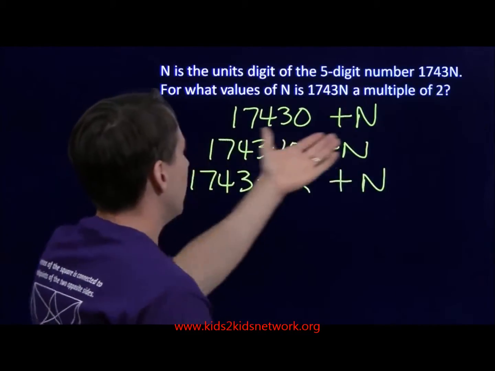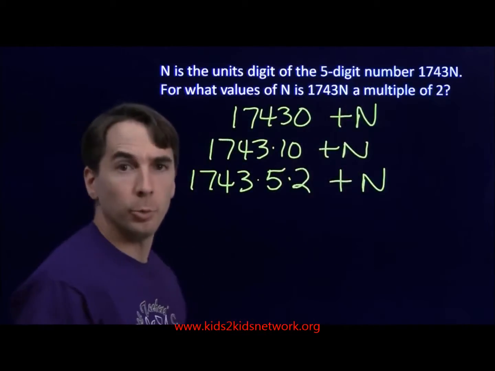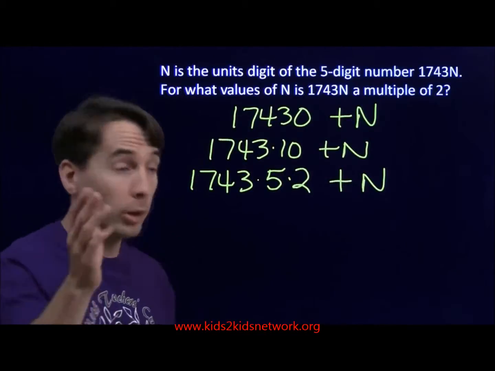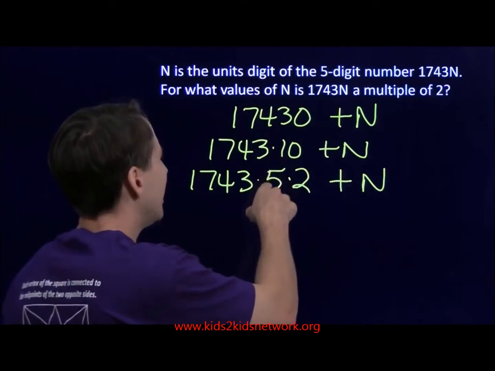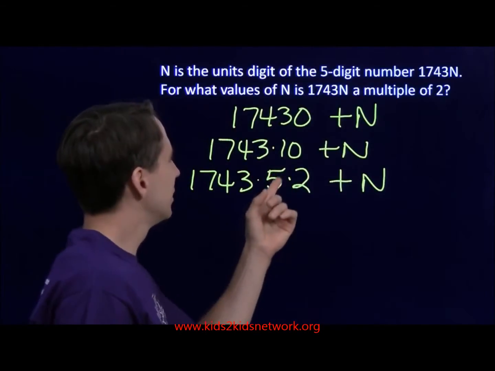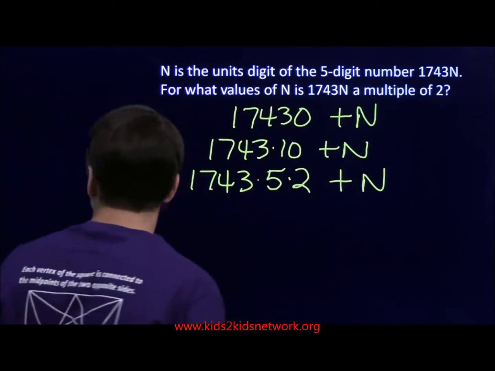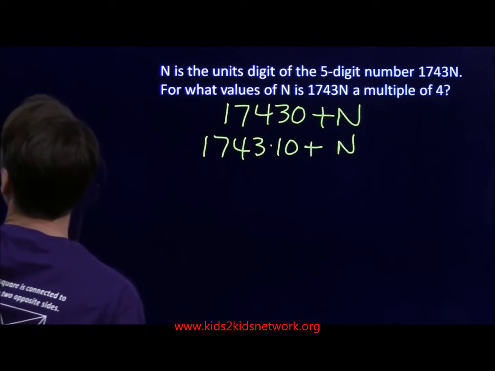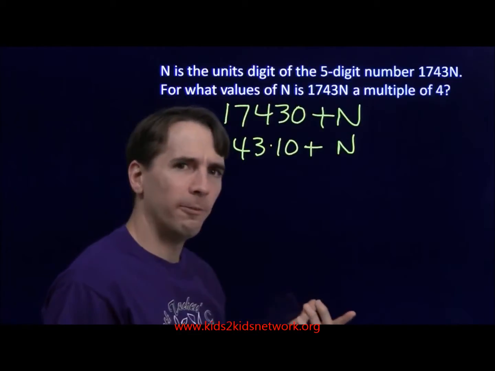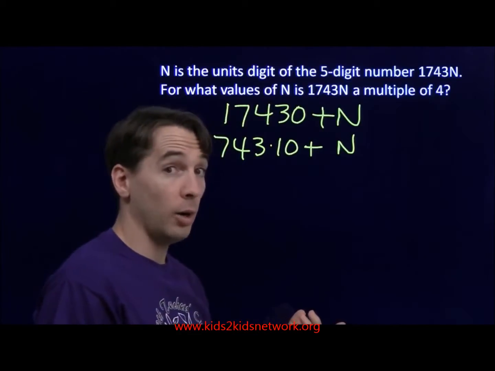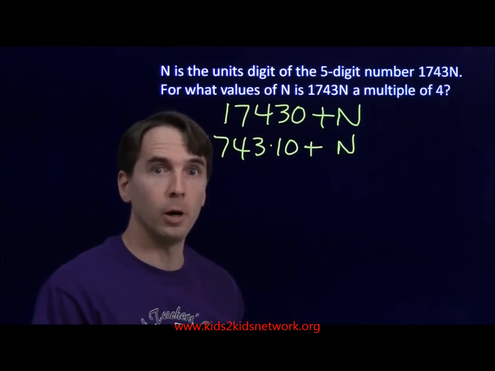Let's look back at what we did to find our rule for multiples of 2. Well, okay, to prove our rule. You already knew the rule. Our key step here was the fact that 10 is a multiple of 2. But 10 is not a multiple of 4. However, 100 is a multiple of 4.